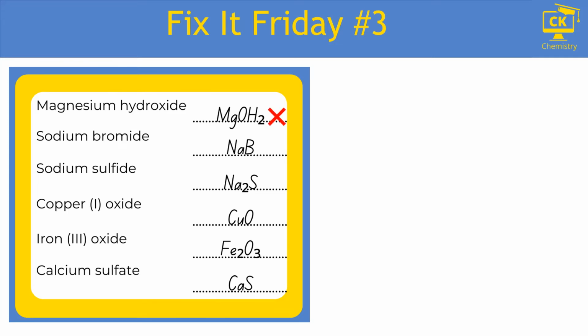So, magnesium hydroxide, the person has obviously worked out that magnesium is in group 2, has a 2+ charge, and that the hydroxide ion has a charge of 1-. So we do need 2 hydroxide ions, but to combine them together, we need to use a bracket around the whole hydroxide ion. Otherwise, it looks like we've only got 1 oxygen and 2 hydrogens in the compound.